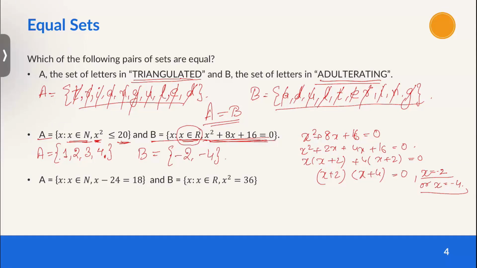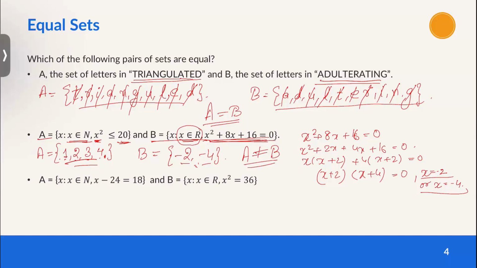Now we have to check if the elements of A are there in B and the elements of B are there in A. So it is not the case. Minus 2 is not here, minus 4 is not here. Similarly, 1 is not here, 2 is not here, 3 is not here, 4 is not here. So A is not equal to B.